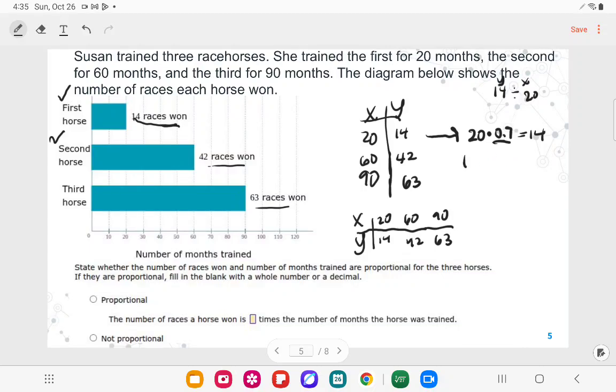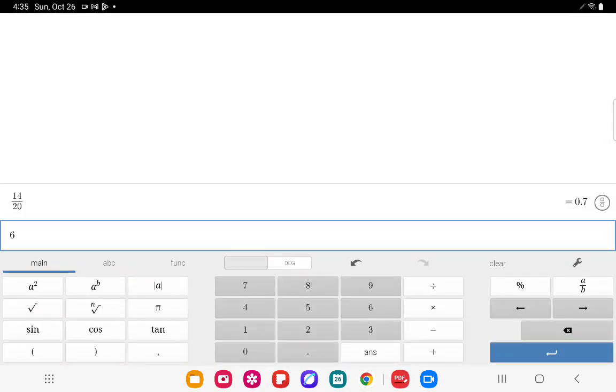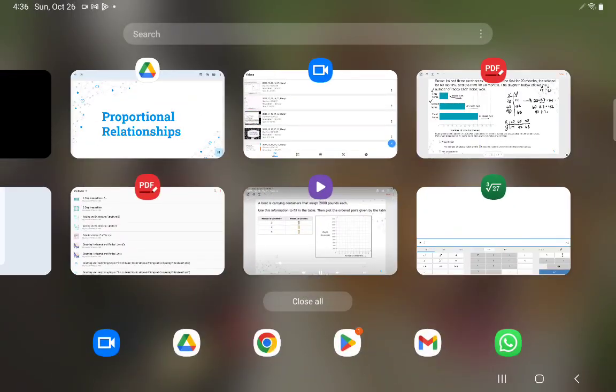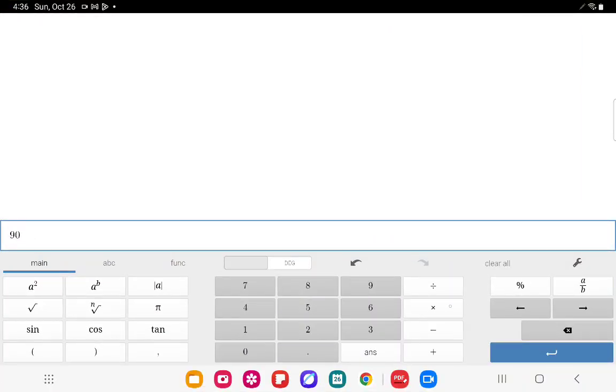Now I just need to determine if I times 60 by 0.7 and if I times 90 by 0.7, if it gives me the values of interest. So 42, I want it to equal 42 and 63. So let's test that out. So 60 times, what was my value? 0.7. And there's that 42. Okay, so yep, that matched. And 90 times 0.7 is 63.